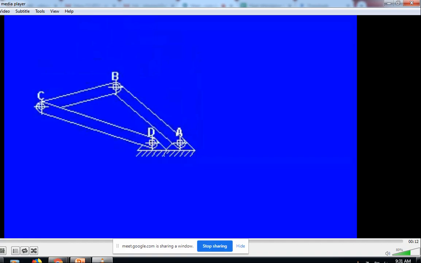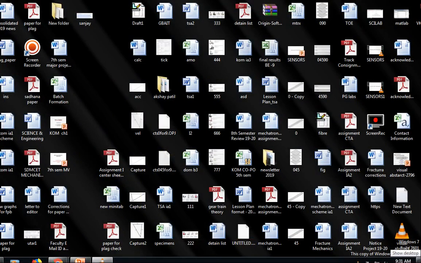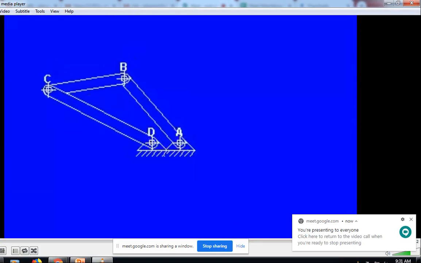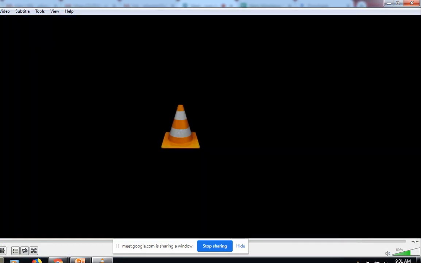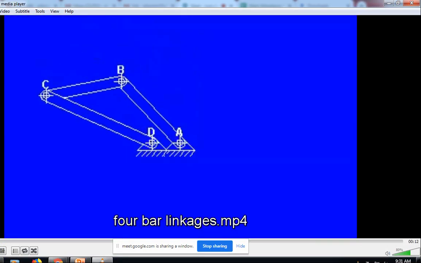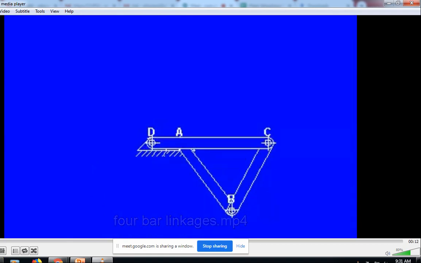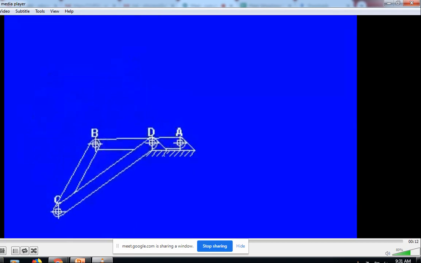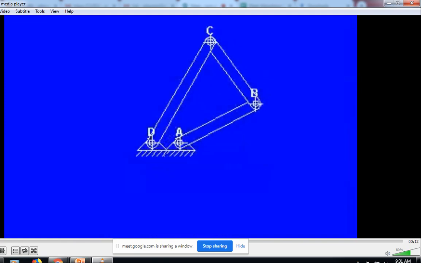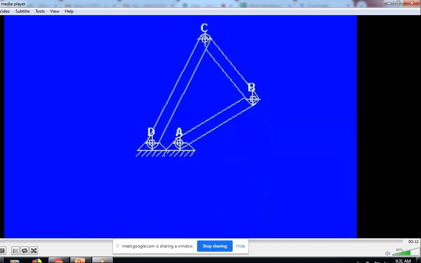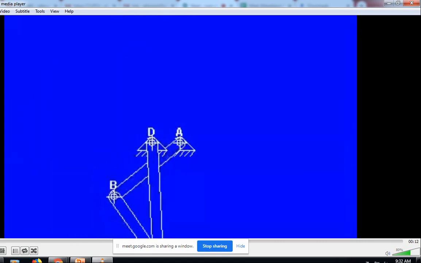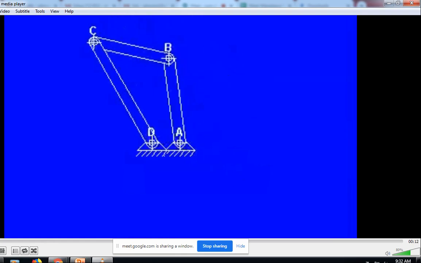So can you tell me which type of inversion this is? Now you can see this AD point here is completely fixed, and you can see entire rotation. That is, CD is getting the entire revolution, whereas AB is also having the entire rotation, but at different velocities, right? We just studied this link. Which inversion is this? Double crank mechanism.